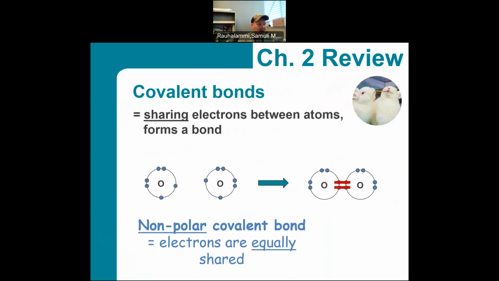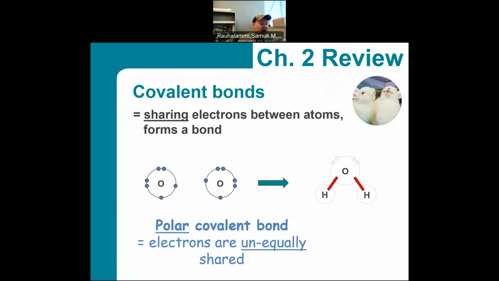So there's no polarity between these electrons. They are equally shared. However, we can have situations where we actually share these electrons in an uneven amount, so that the electrons spend, let's say, for example, in this case, a little bit longer at one end of the molecule than they spend at another end of the molecule.